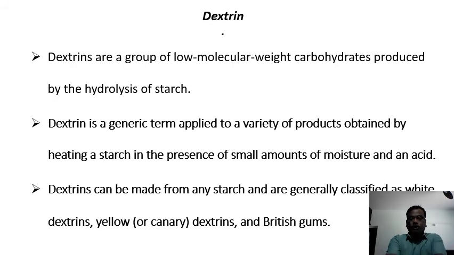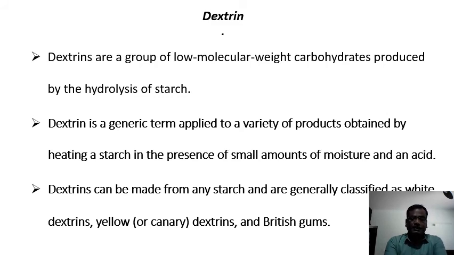Now, one more carbohydrate is dextrin. Dextrins are not separate molecules. They are a group of low molecular weight carbohydrates which are produced by the hydrolysis of starch. As I already mentioned, starch is a very big molecule. When it is broken down by the action of amylase enzyme, the starch is going to give out some small fragments, and those fragments can be considered as dextrins.